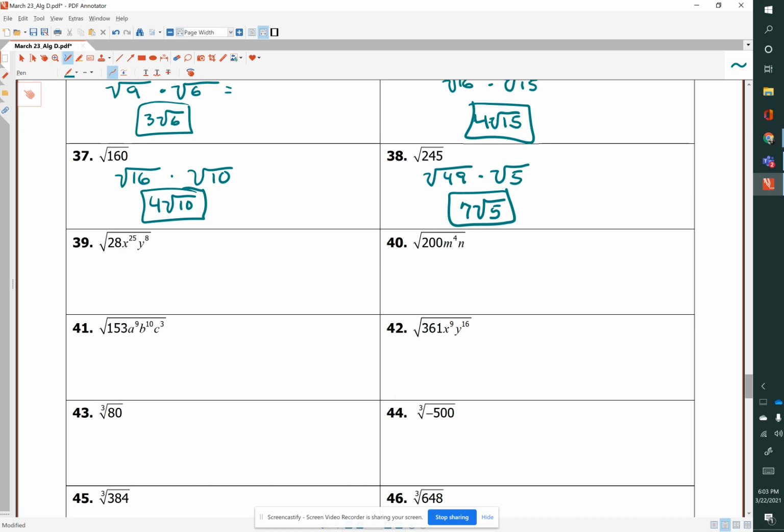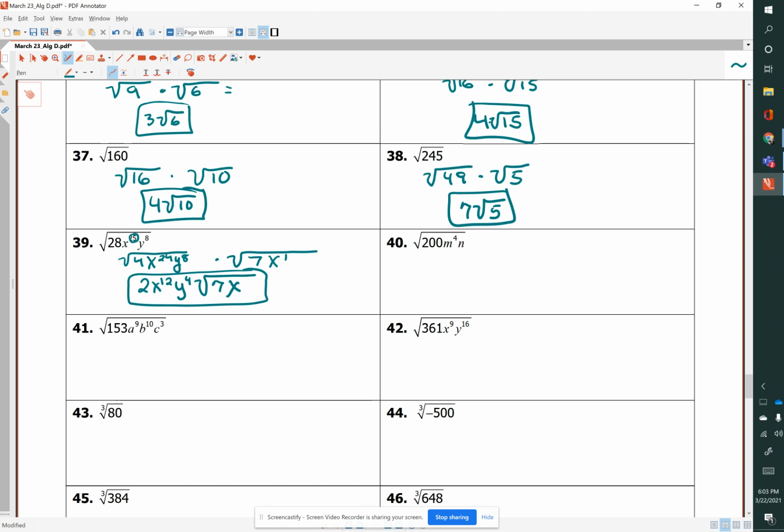Number 39 would be 4 times 7. So the square root of 4 times the square root of 7. Now remember, if it's an odd number, we have to subtract 1. X to the 24th, y to the 8th, but that 1 we subtracted comes over here. So this would be 2x, 24 divided by 2, 12, y, 8 divided by 2 is 4, and then we just put the right side, 7x, and that's our final answer.